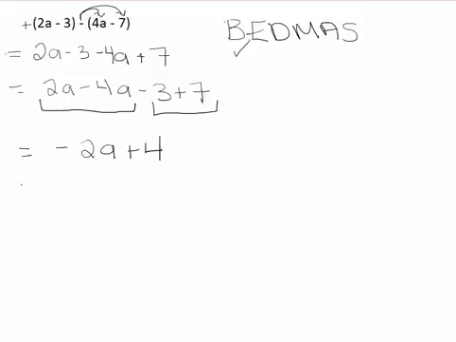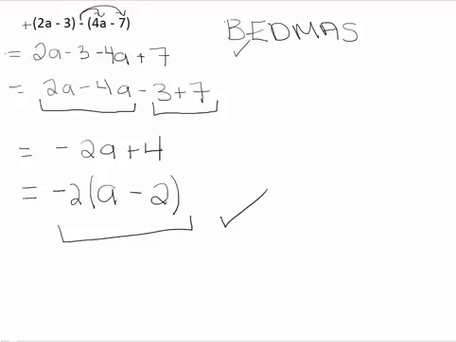Our final step, to make sure this is in absolute simplest terms, is that we can factor out a negative 2, because each of these terms is divisible by 2. This is now our final answer in simplest form. And that concludes the lesson for Introduction to Polynomials.